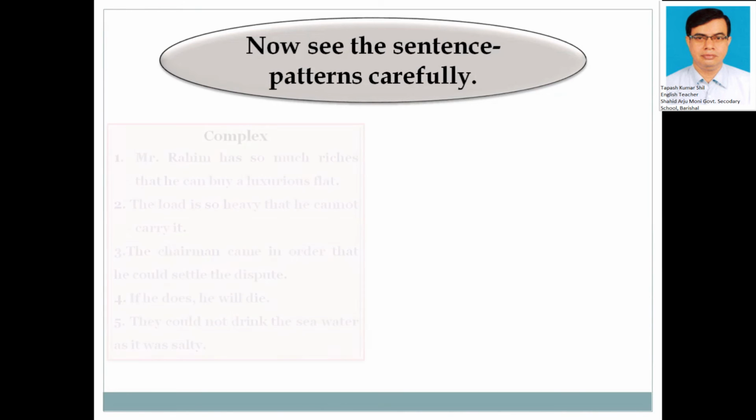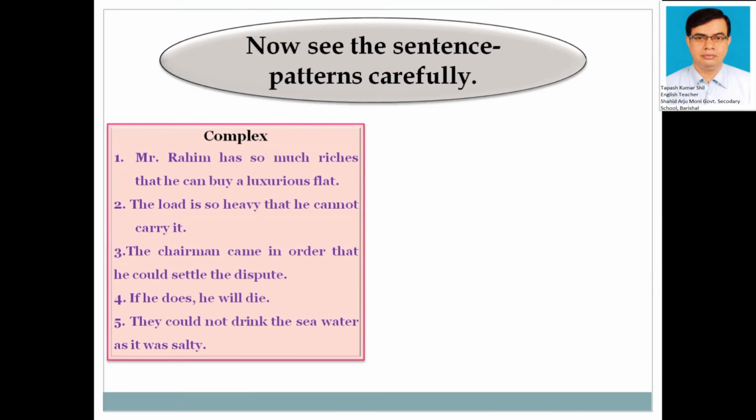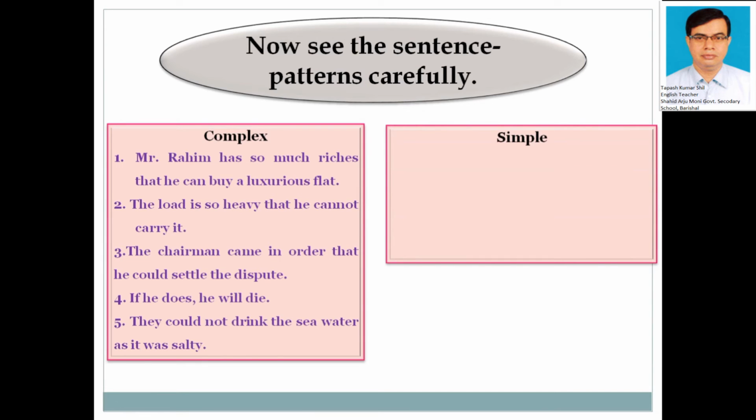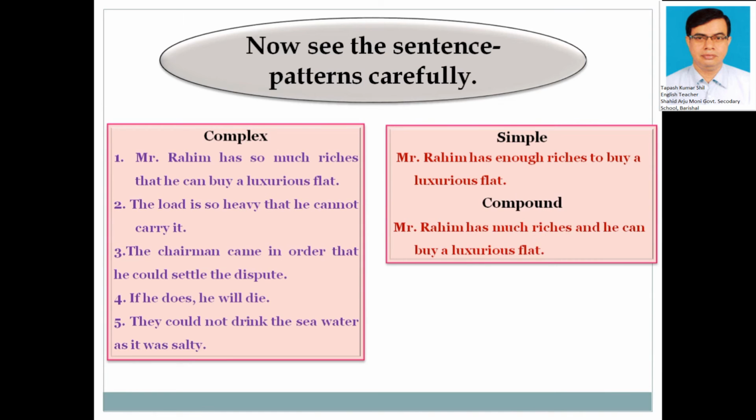Now see the sentence patterns carefully. Complex: Mr. Rohim has so much resources that he can buy a luxurious flat. Here there is a sort of complex sentence. Here are 5 complex sentences in this sort. You will have to turn this sentence into compound and simple. First, try to make them simple. Mr. Rohim has enough resources to buy a luxurious flat. Try to make it compound. Mr. Rohim has much resources and he can buy a luxurious flat.